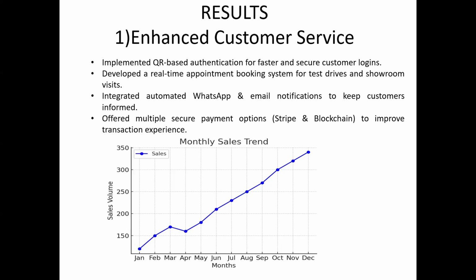Then we integrated automated WhatsApp and email notifications. Nowadays we can see that a lot of businesses message via emails, and some business professionals do too. You can also see that many e-commerce deliveries send OTPs via WhatsApp or to phone numbers. So we do the same things.